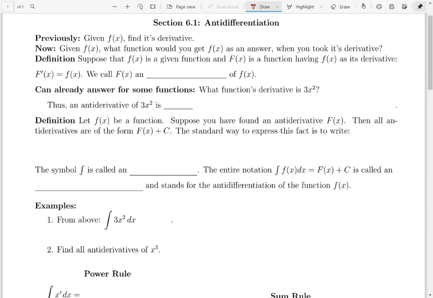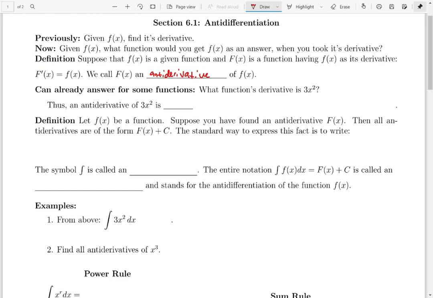Suppose that this function f of x, lowercase f of x, is a given function, and capital F of x is a function having lowercase f of x as its derivative. That is, capital F prime of x is equal to lowercase f of x. We're going to call capital F of x an antiderivative of f of x, lowercase f of x.